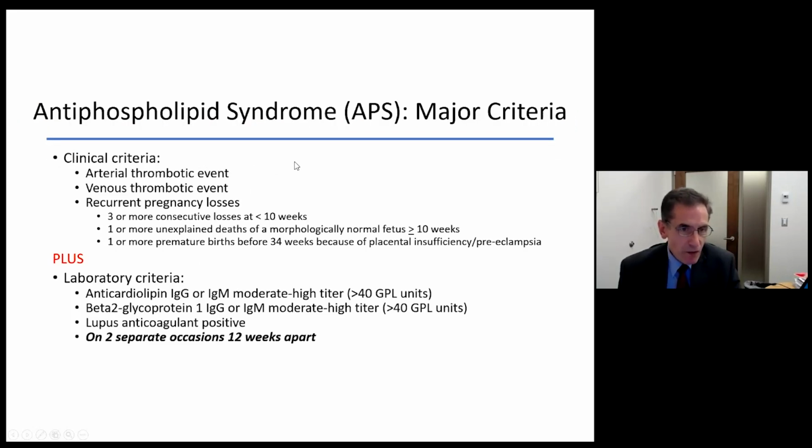It's important to know that patients must have some sort of arterial or venous thrombotic event or recurrent pregnancy losses as listed here, and they must have a positive anticardiolipin antibody, a beta-2 glycoprotein antibody, or a lupus anticoagulant being positive, and it has to be positive twice, on 2 separate occasions, 12 weeks apart. If someone has a positive test only once and then it's negative thereafter, that laboratory criteria does not meet the normal criteria for the antiphospholipid antibody syndrome. So it's important that there be 2 successive tests that are positive in this regard.